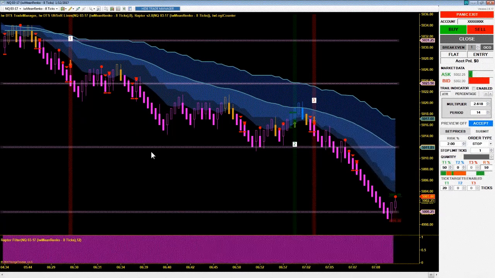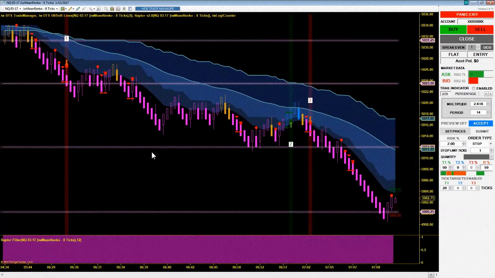The support and resistance suite. This is perhaps one of our most popular indicators.